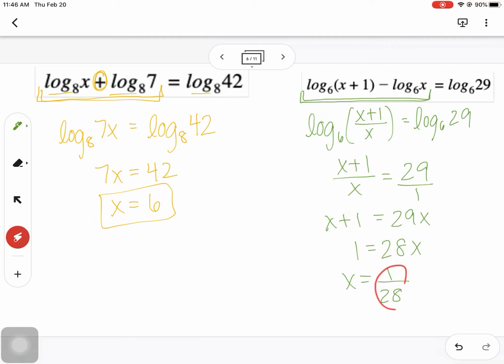Again, you need to check. So this 1/28, I'm going to make sure that no matter where I plug it into in the top, it would give me a positive answer. So if I do 1/28 plus 1, that's definitely positive, so I'm fine. And here it's just the 1/28, so that's positive and it's fine. And so this is my answer.